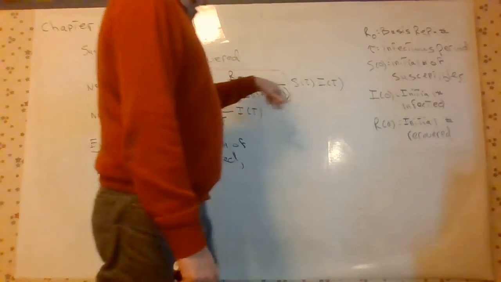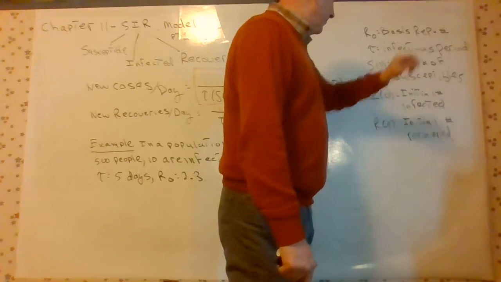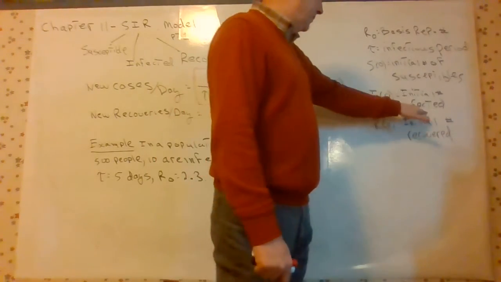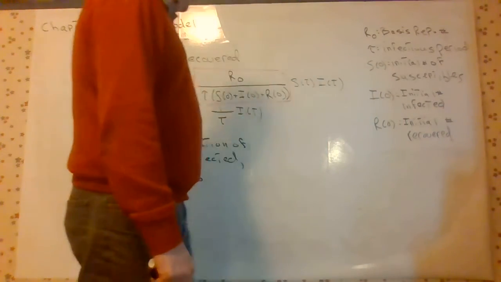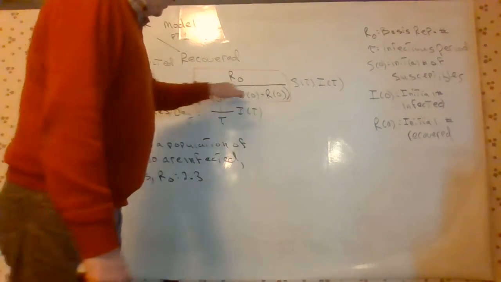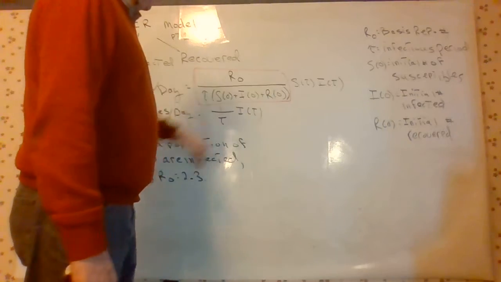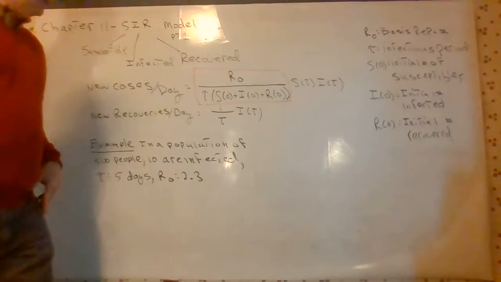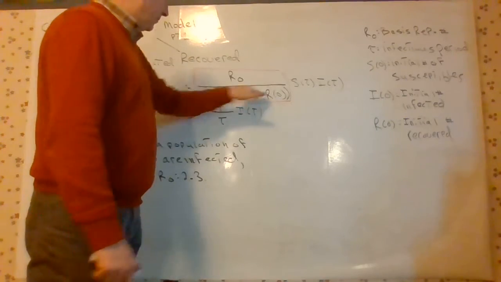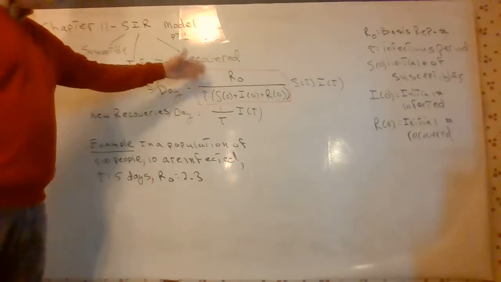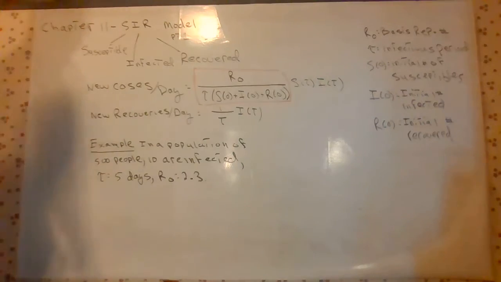These variables here: S of 0 is the initial number of susceptibles, I of 0 the initial number of infected, R of 0 the initial number recovered. This is actually the total population here. Of course, these individual variables can change, but this is always the total population. You can work this out dimensionally and it works out fine.